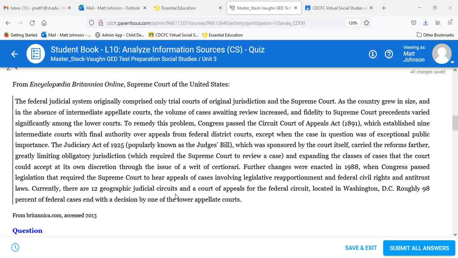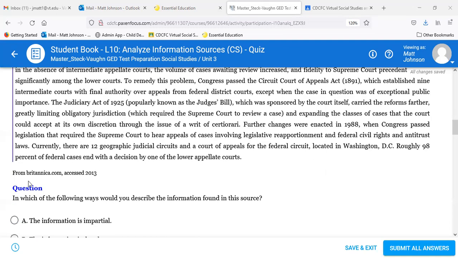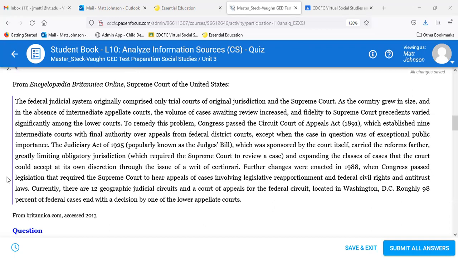Certiorari. I'm gonna have to look that up. I don't know what that is either. That's a tough one. That's a tongue twister.